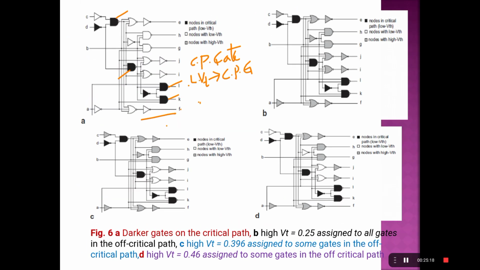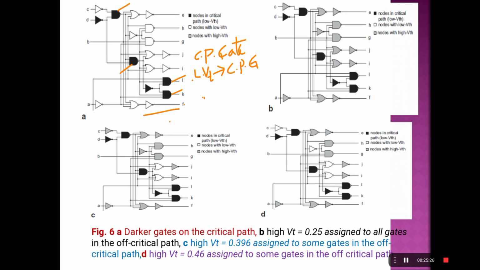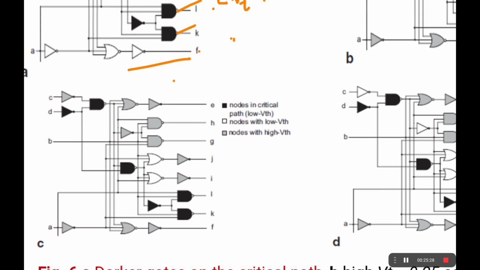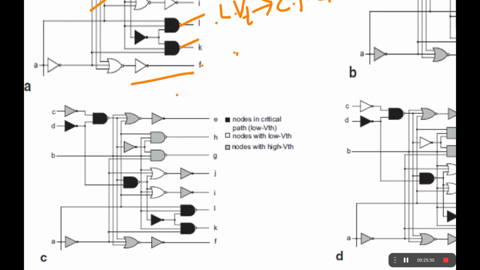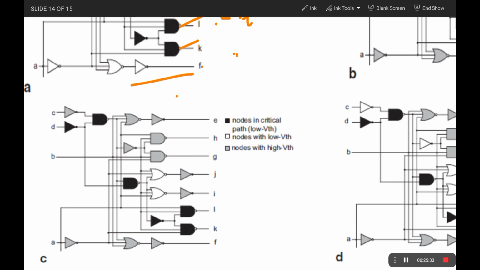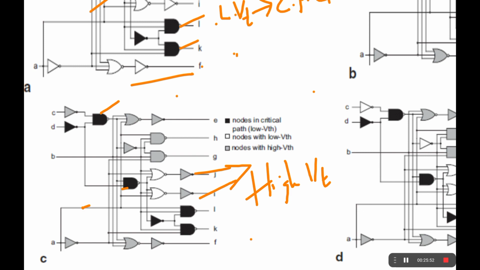So in diagram B, the third one, C, is nothing but high VT assigned to some of the gates in the critical path. So in this diagram also, critical path gates are assigned with low VT, as well as some of the gates in the critical path are assigned the high VT transistors. High VT, why? Because reducing the leakage current is also very important. Okay, so only some of the gates are assigned with high VT for the leakage current as well.